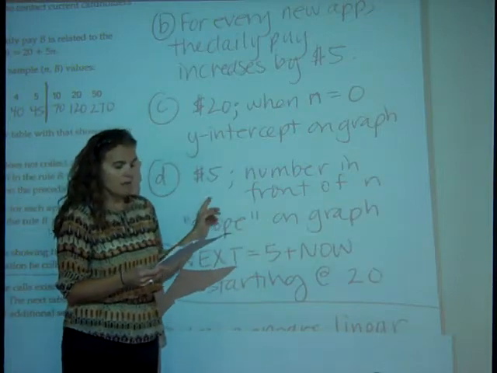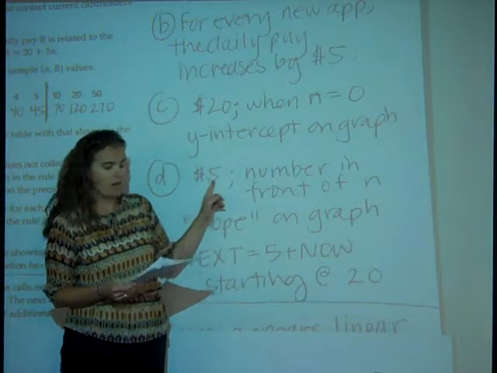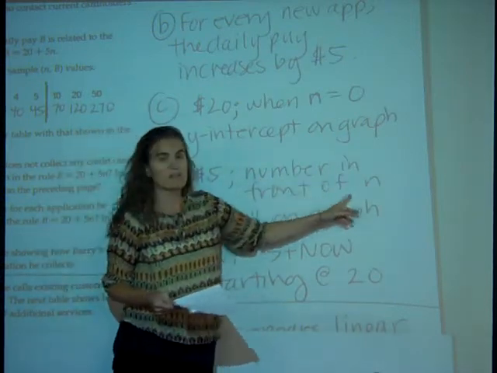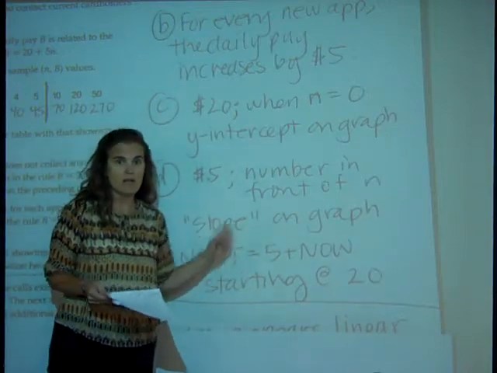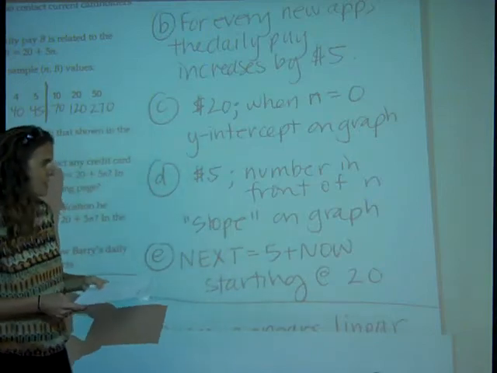Letter D was similar. Given the rule 20 plus 5n, the $5 was the amount we were increasing each time, right? And that was the number in front of the n. Graphically, though, that will represent the slope of the line. Again, slope and y-intercept, 2 key important vocabulary words for this section.